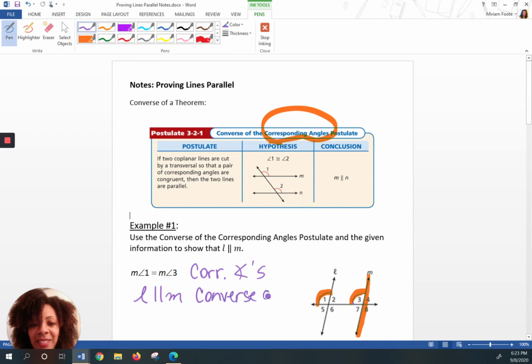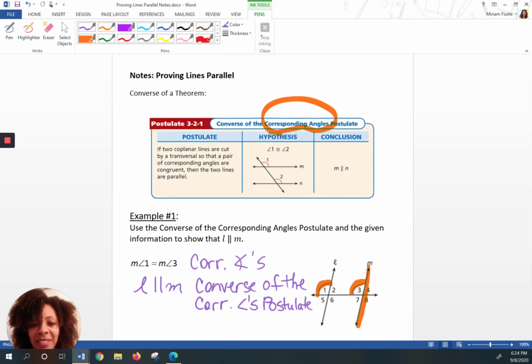Converse of the corresponding angles postulate. So that's it. You just prove that line L is in fact parallel to line M because you proved that there are corresponding angles that occurred because of a transversal cut through those lines. Let's try another one.